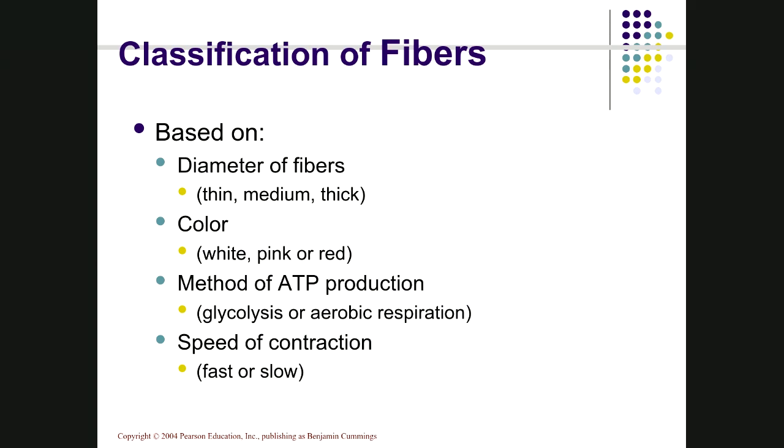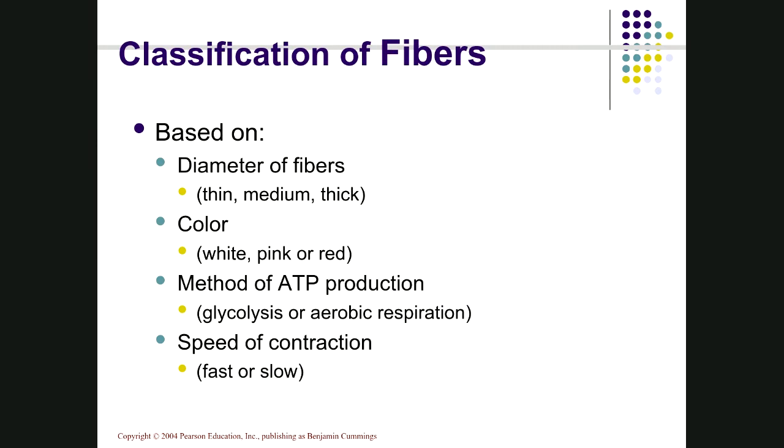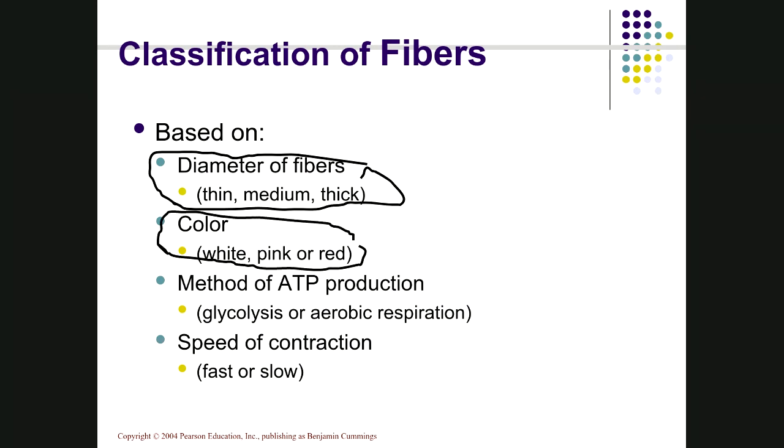Well, another thing is, so far we've been talking about muscle fibers as if they're all the same. So we've just been treating them all exactly the same, every skeletal muscle fiber. But they're not exactly the same. There are actually 3 types. And the 3 types are based on how thick they are, how much color they have, and which way they prefer to make ATP. Those things are going to affect whether or not they're fast or slow.